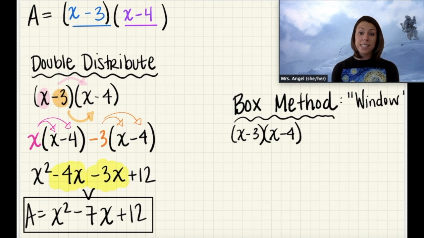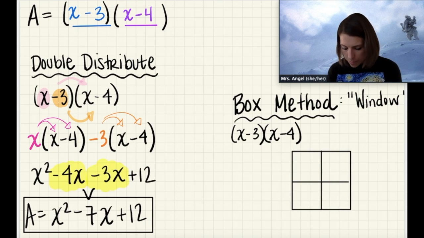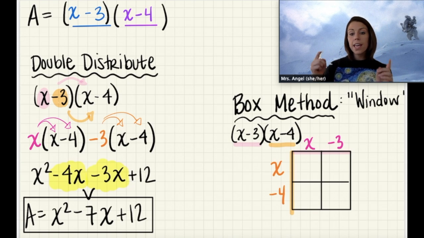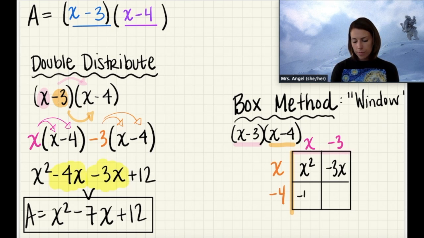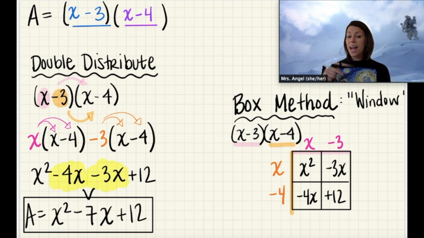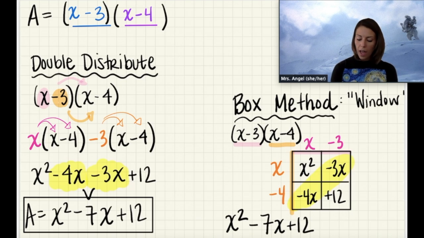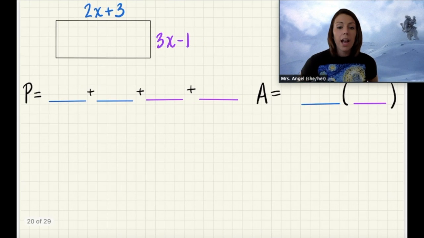Great. First step, set up your box or your window or whatever you want to call it. Second step, find the area by multiplying everything together. Notice how that last term became a positive because you're multiplying two negatives. Finally, pull all the terms out of the window and look for some like terms. And there you have it. You have the expression for your area, which matches the one that we did before, just this time using a different method. All right, I'm going to leave you with this one.